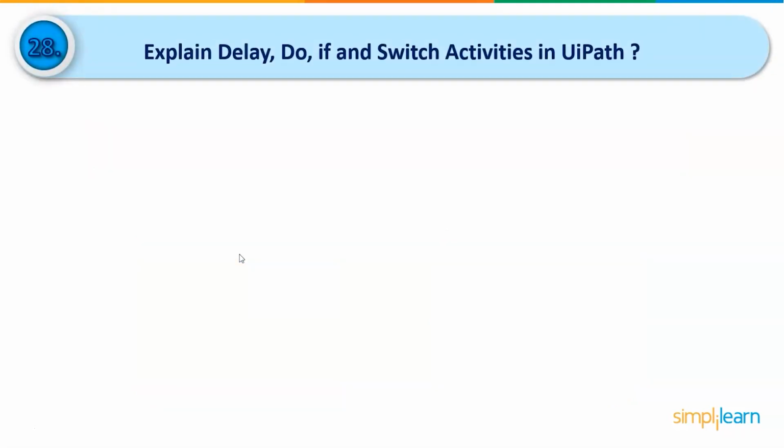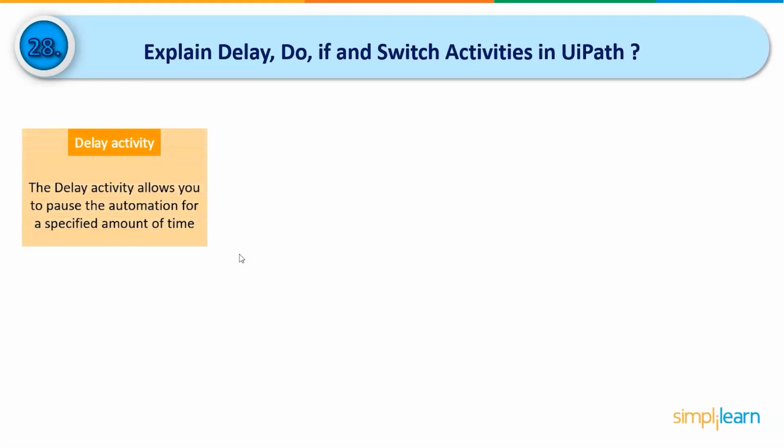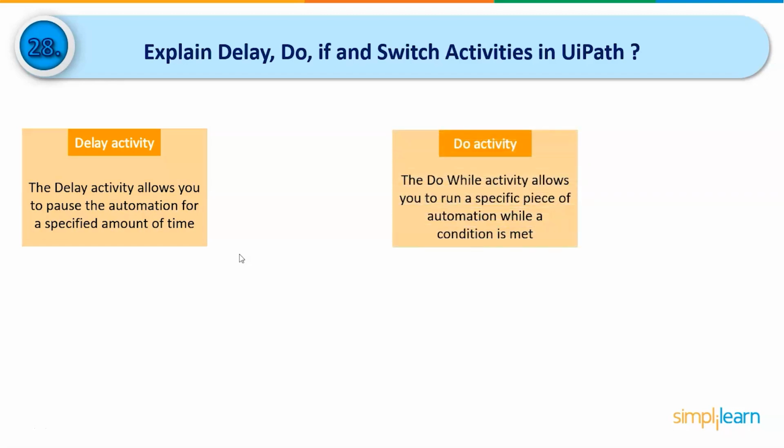Explain delay, do, if, and switch activities in UiPath. The delay activity allows you to pause the automation for a specified amount of time. This activity is beneficial in projects that require precise timing, such as waiting for a specific application to start or for some information to be processed before using it in another activity. The do activity allows you to run a specific piece of automation while a condition is met. The project exits the loop when the specified condition is no longer met. This activity can be used to iterate through all the array elements or execute a specific action multiple times.